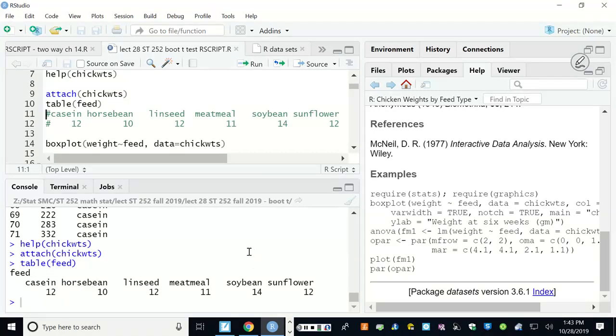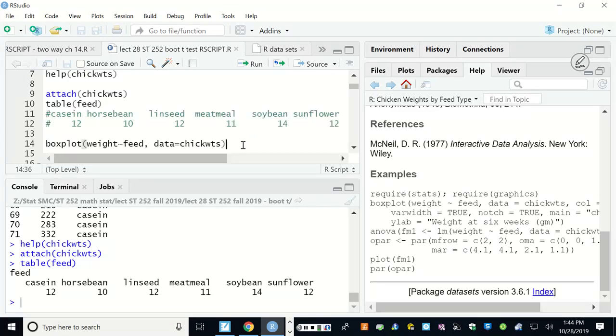These are the number of chicks that were raised on the different types of material. Casein is one we'll look at here. Casein is a primary protein in milk.